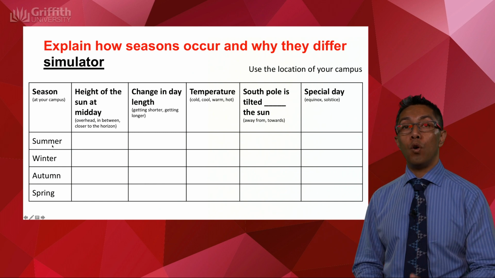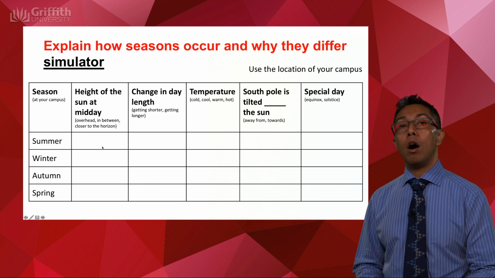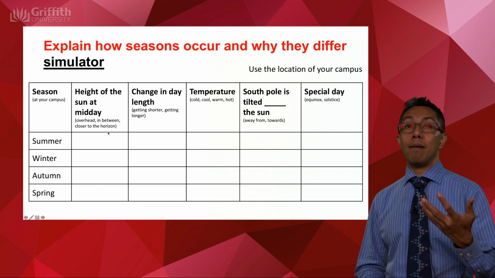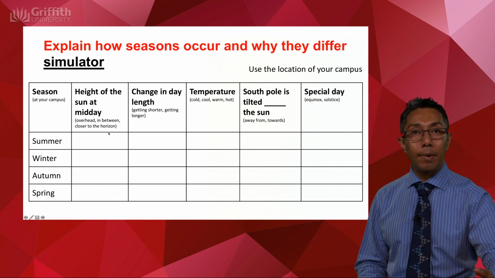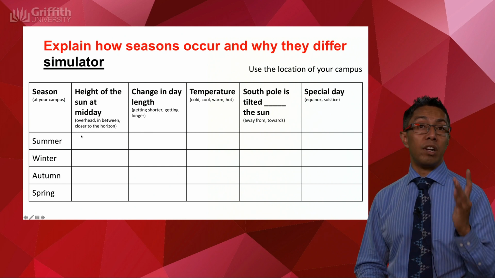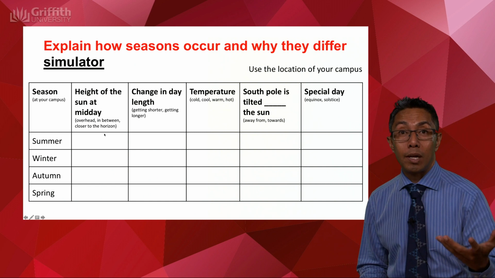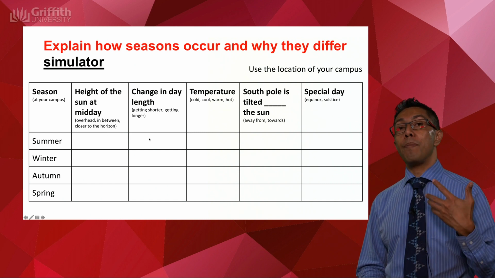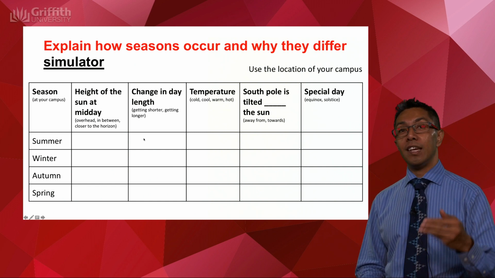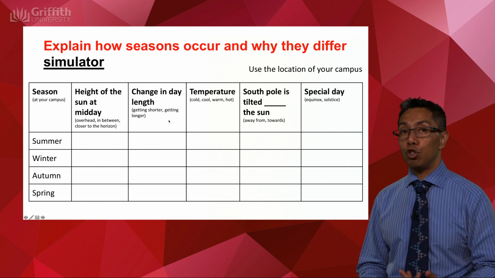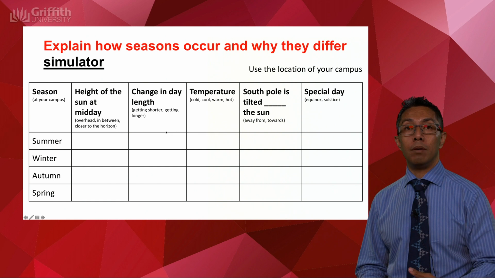So we'll just take summer for example. I want you to record the height of the sun at midday. So imagine you're in the middle of summer. Where would the sun be? Would it be directly overhead? Would it be closer to the horizon, or somewhere in between perhaps? Talk also about the change in day length as you progress through summer. So is it getting shorter? Is it getting longer? You tell me.